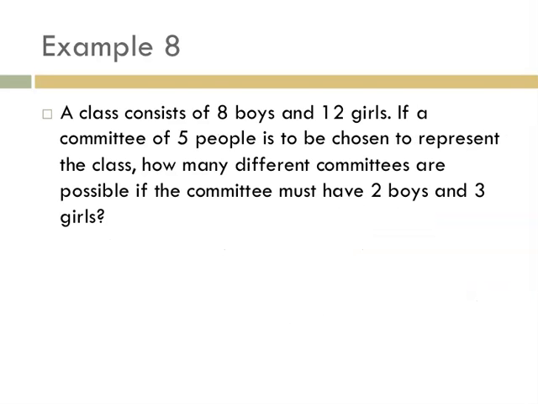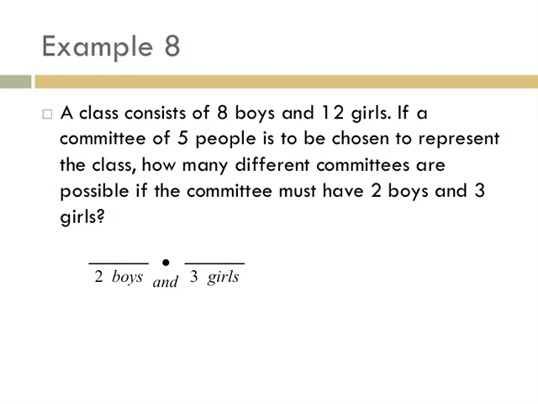The last example we have says a class consists of 8 boys and 12 girls. If a committee of 5 people is to be chosen to represent the class, how many different committees are possible if the committee must have 2 boys and 3 girls? Okay, so let's think about what we need at the end. We need 2 boys and 3 girls. So remember, and means multiply, right? So now we have to come up with, well, how many different ways are there for us to choose 2 boys, and how many different ways are there for us to choose 3 girls?